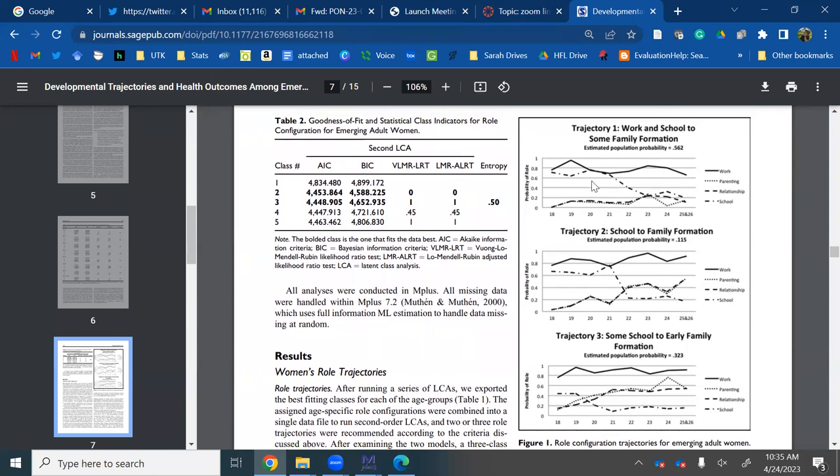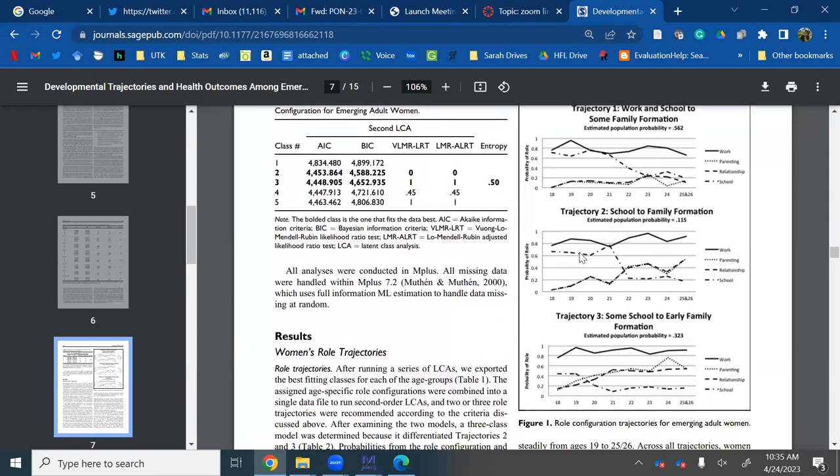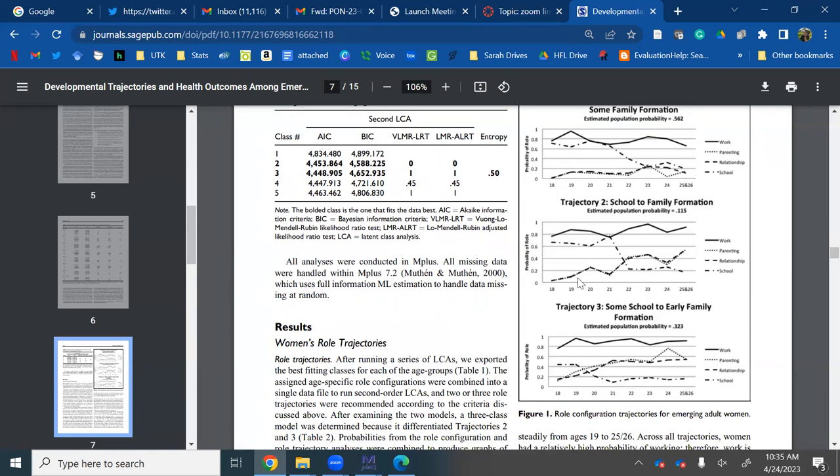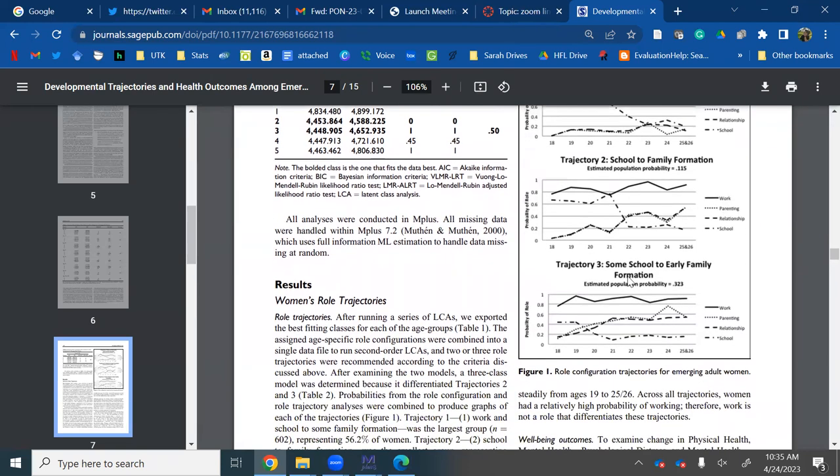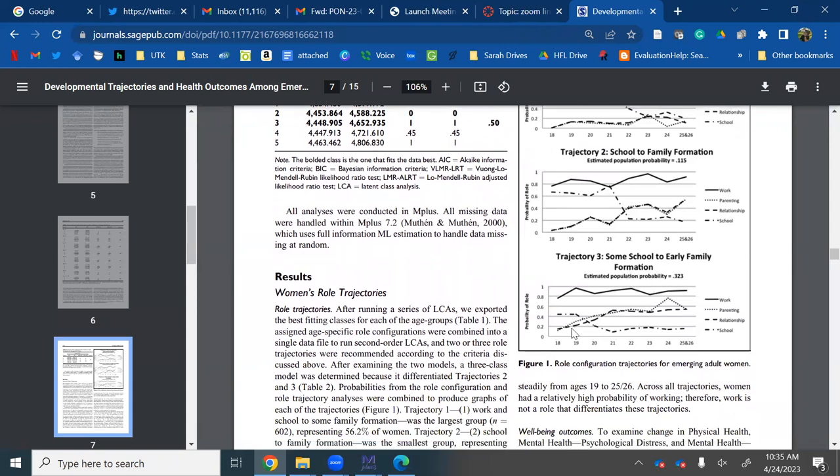And I ended up with three categories of role change throughout emerging adulthood. You had a work and school to family formation group, and a parenting group, with some family formation. School to family formation: you see school and then it drops and starts to go up. And I thought it was so interesting that relationship, some school, so we see a little bit of school here, and then a much sharper, earlier tick up in childbearing.